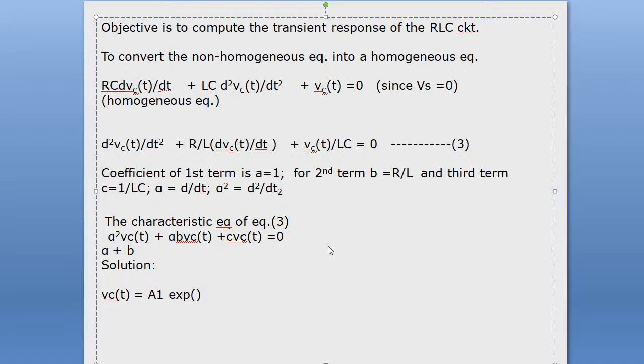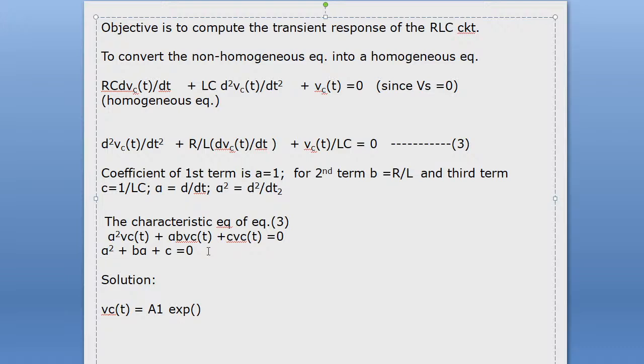Everyone try to understand this point. To solve this equation, we need to take help of the characteristic equation, alpha square plus b alpha plus c equal to 0. So now we can solve this equation using the standard formula. The roots of this equation have two components, alpha 1 and alpha 2.